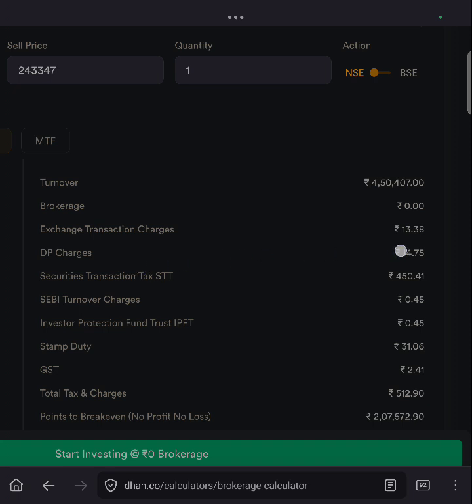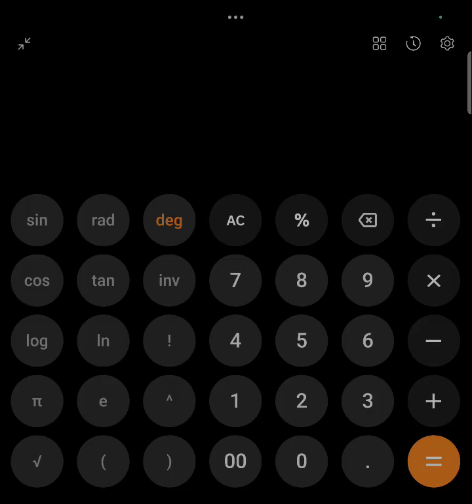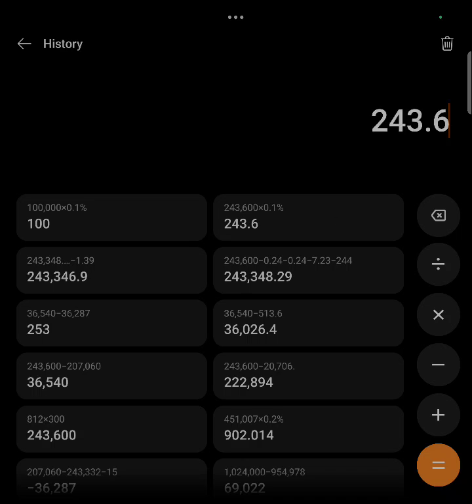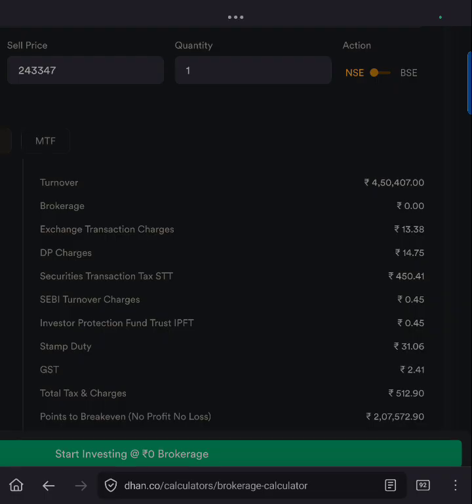Exchange transaction charges, that is NSE, 13.38, DP charges 14.75. Now DP charges is depository participant charges, right? In our case it is CDSL. Security transaction tax 450. Now how does this 450 come? We have seen that earlier it was only 243.6 rupees. Now it is 450.41. How does it come? Because the turnover has increased.